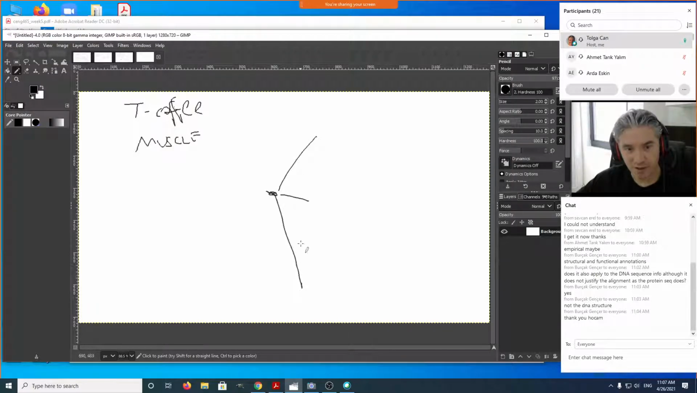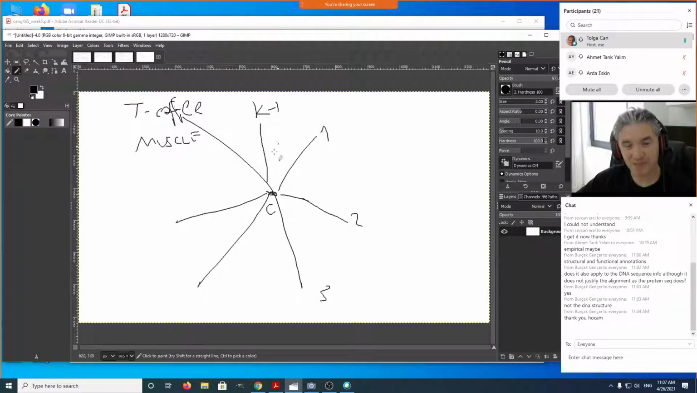We use the alignment of other sequences to this one. So this is our center sequence. These are our other sequences, 1, 2, 3, 4, all the way up to k minus 1. So we use the pairwise alignment to this one to build the alignment. In other words, out of these k choose 2 different alignments we have, we only use k minus 1 of those alignments. So k choose 2 alignments we have in total.